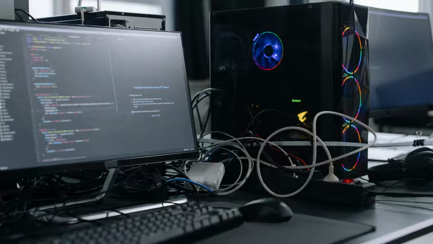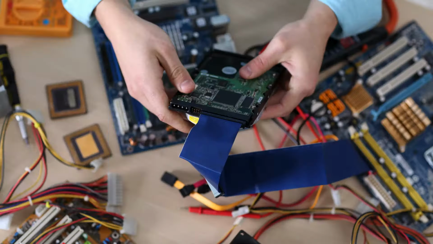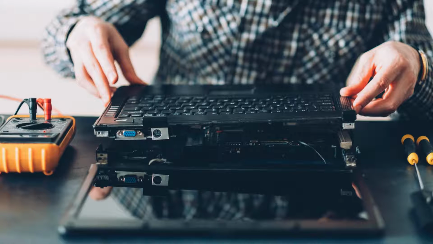A modern CPU is built on a foundation of three key components: the arithmetic logic unit, or ALU, which handles math and logic operations, the control unit, which directs the operation of the processor, and registers, which temporarily store data being used. These units work in harmony to process the thousands or millions of instructions per second that run your apps, load your browser, and respond to your commands.